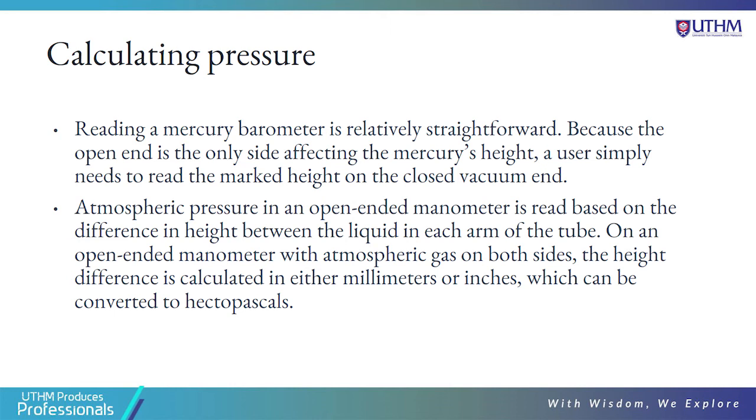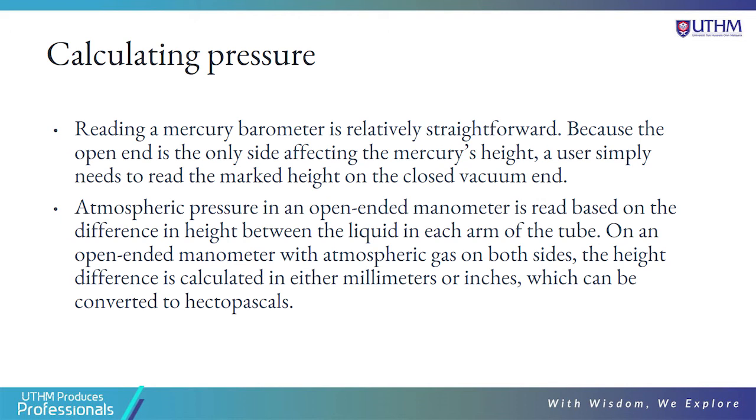Next is how to calculate the pressure. Reading a mercury barometer is relatively straightforward because the open end is the only side affecting the mercury height. A user simply needs to read the mark height on the closed vacuum end. This should give the atmospheric pressure in millimeters or inches, which can be converted to torr.